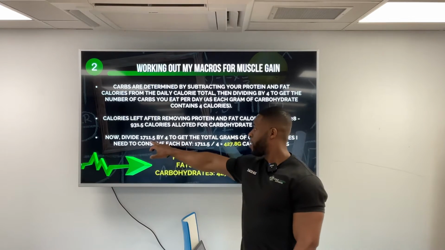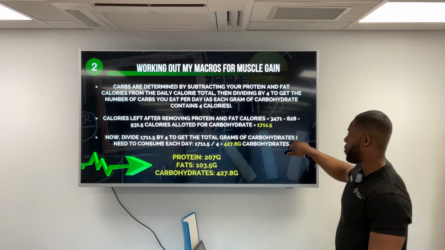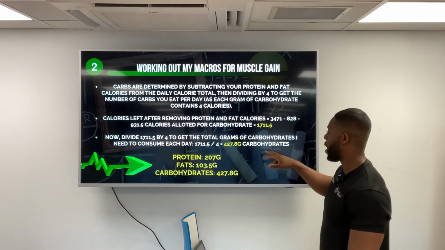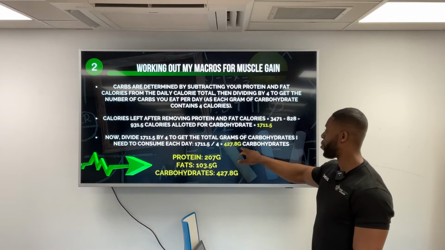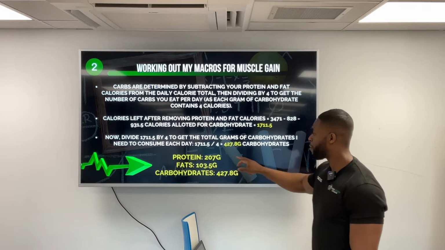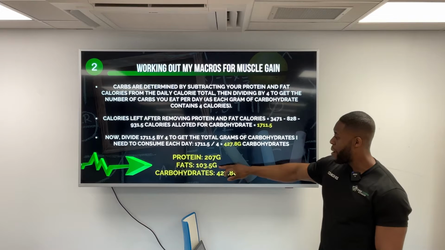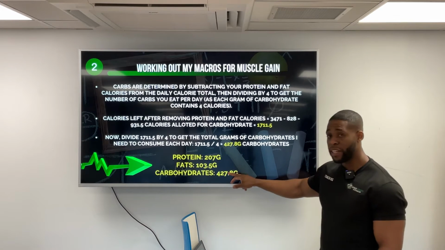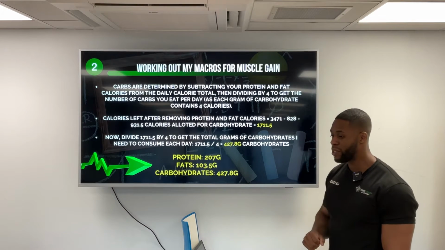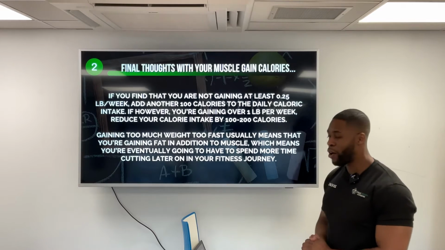So that new number, we divide it by 4 to get the total grams from carbohydrates. So remember, 4 calories per gram, okay, so divide it. And this will give us 427.8 grams of carbohydrates, which gives us our new macronutrient target for muscle gain, which is the same as what we had here for fat loss. But then the carbohydrates are our primary energy source. We need more this time, so 427.8 grams of carbs each day, okay, consistently. So I hope that made sense.